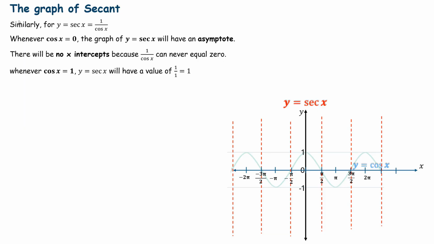When cosine x is 1, secant is also 1 because it's just 1 over 1. So those points, those maxima, are on the secant graph as well as the cosine graph. And same thing for -1. When cosine is -1, secant will also be -1 because it's just 1 over -1. So those points will also be on the secant graph.